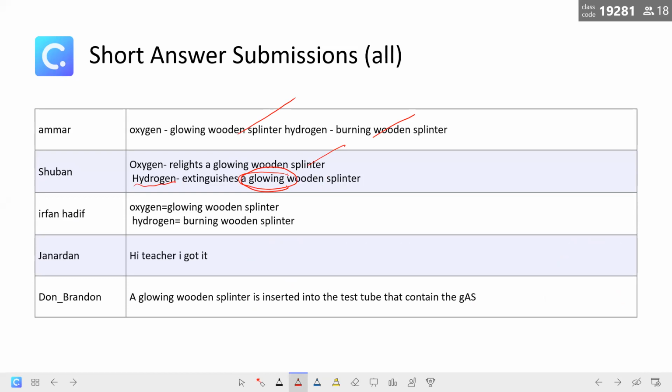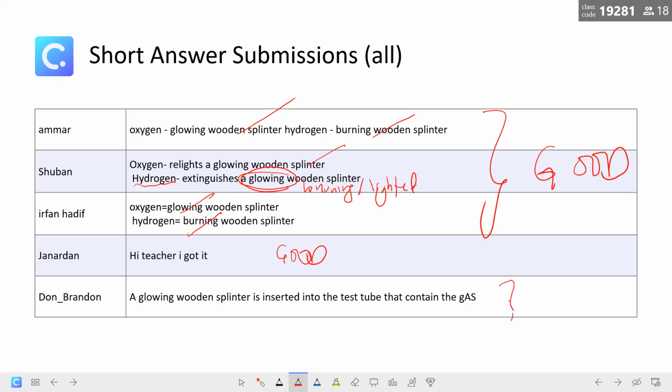It's meant to be burning. Okay, so good. He can correct his own mistakes. Irfan says glowing, burning, correct. Teacher, I got it. Yay, good. Okay, anyway, for the rest of you here, teacher forgot to put. And then Brandon says glowing. This one is incomplete, but at least he tried.